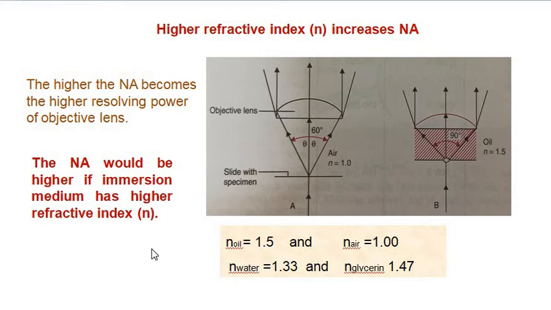The refractive index of oil immersion is 1.5, refractive index of air is 1.00, refractive index of water is 1.33, and refractive index of glycerin is 1.47. So here n is the refractive index. If we use oil immersion, it has a higher refractive index, then we can get a clear resolution of two points in an object.